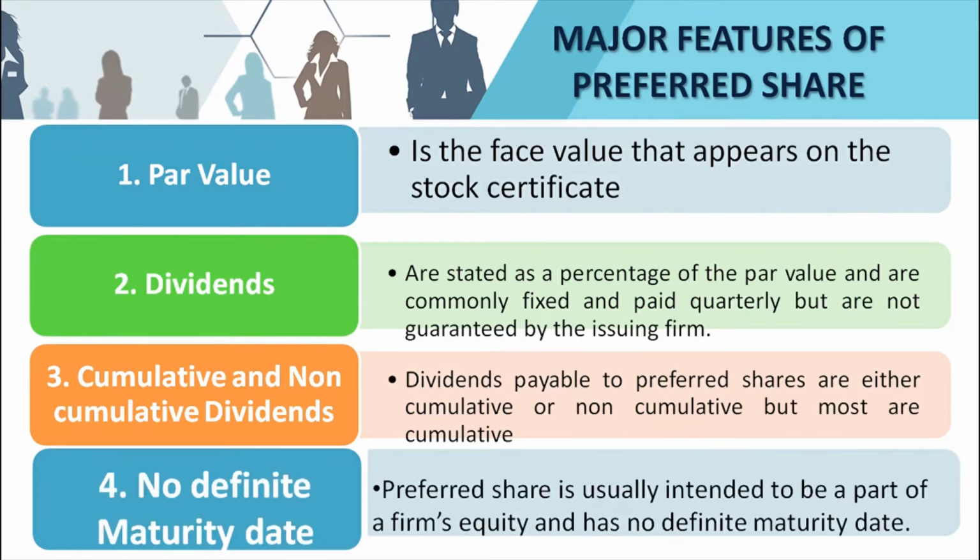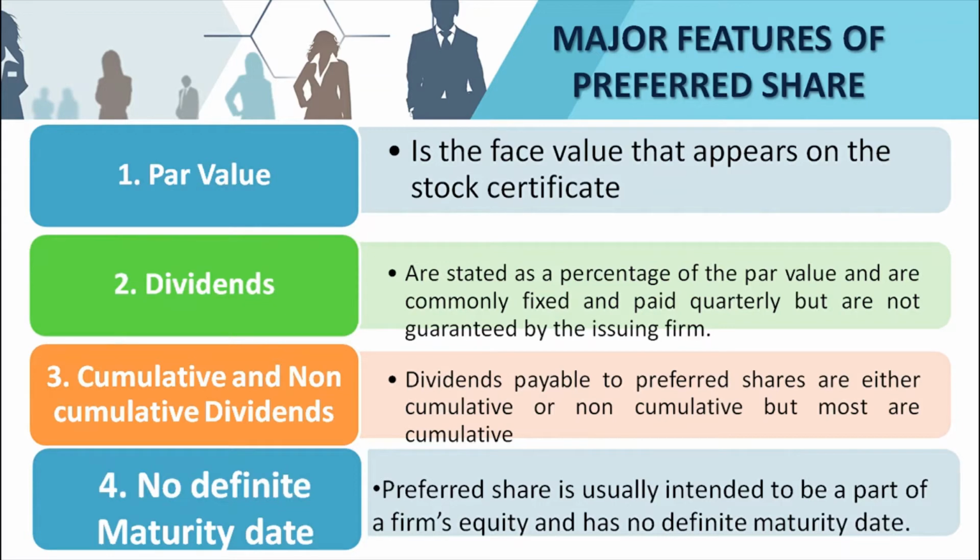So the third is the cumulative and non-cumulative dividends. Dividends payable to preferred shares are either cumulative or non-cumulative, but most are cumulative. So sa non-cumulative dividends, ito yung mga preferred stocks or shares that does not pay stockholders any unpaid or omitted dividends. While in the cumulative dividends, it is required dividends payments made by a firm to its preferred shareholders. If the firm is unable to pay dividend on time, they must accumulate sufficient funds until it can make the payment.